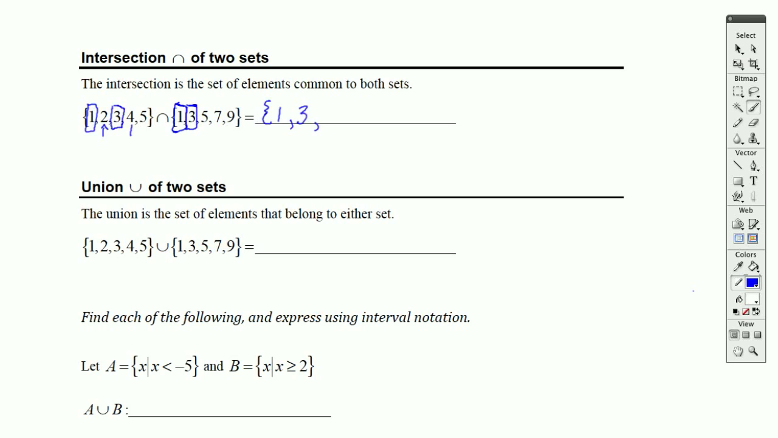And 4 is in the first set but not the second. 5 then is the last number that we see in both sets.